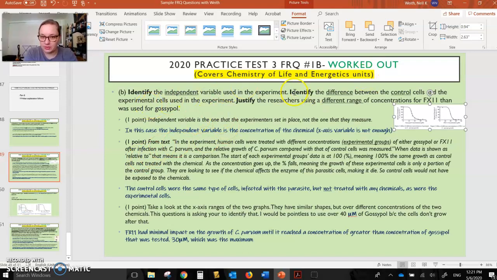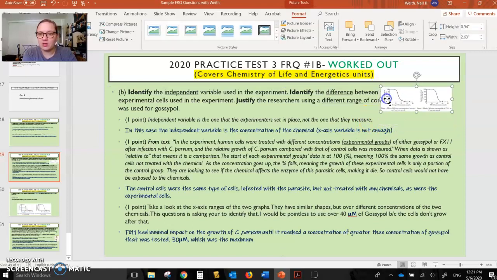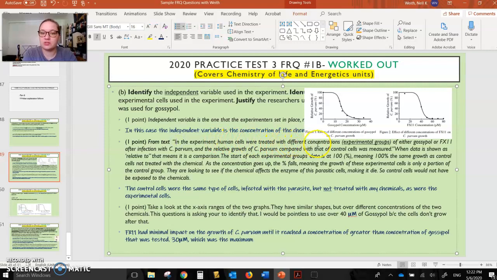B, the second thing, this one's 3 points. Identify the difference between the control cells and the experimental cells used in this experiment. So you just have this one set of graphs that has two sets of concentration, but you don't see anything about control cells. From the text, they did tell you that in the experiment, human cells were treated with different concentrations, as the experimental groups, of Gossypol or FX2 after infection with this eukaryotic parasite cell. And the relative growth, I'm going to underline that, of C. parvum compared to that of control cells was measured.